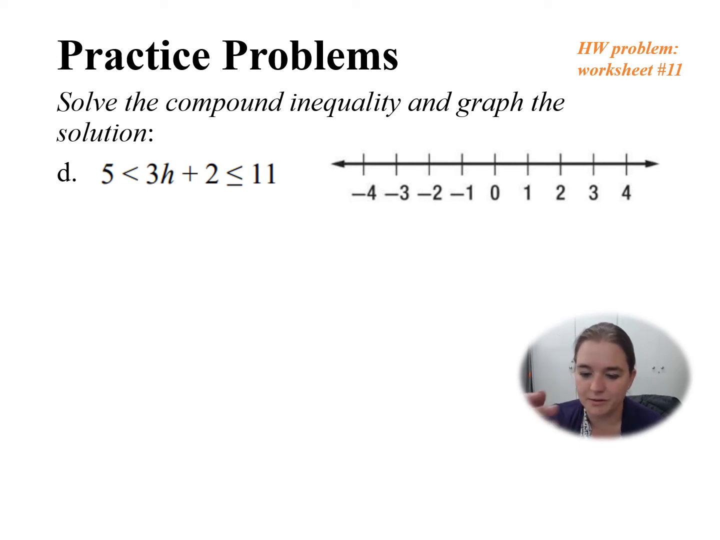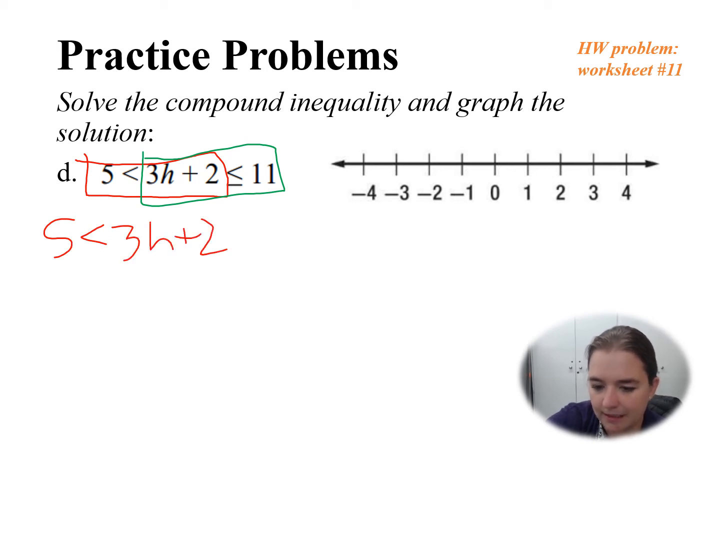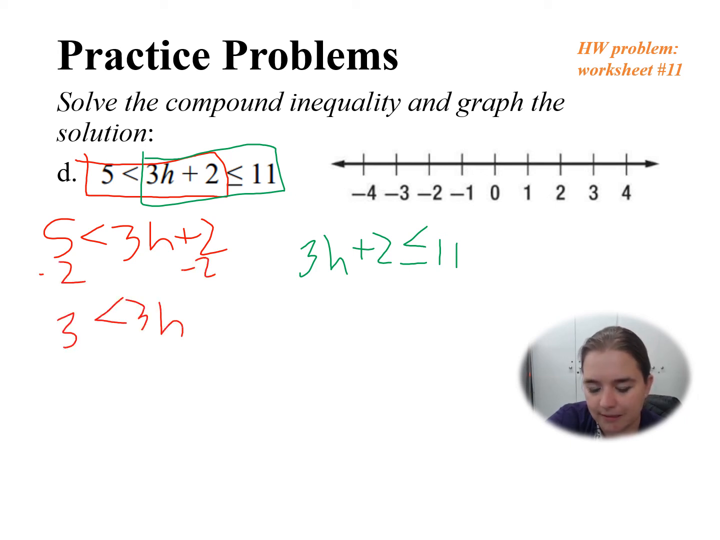Well, this one's similar to the one that we just did, except this one is an "and." So to solve this one, I need to break it up into the two pieces that I see. I see that 5 is less than 3h plus 2, and I see that 3h plus 2 is less than or equal to 11. So I'm just going to rewrite it here. I have 5 is less than 3h plus 2, and I have 3h plus 2 is less than or equal to 11. Solving my inequality in red, I know I need to take away 2 from both sides, and I get 3 is less than 3h.